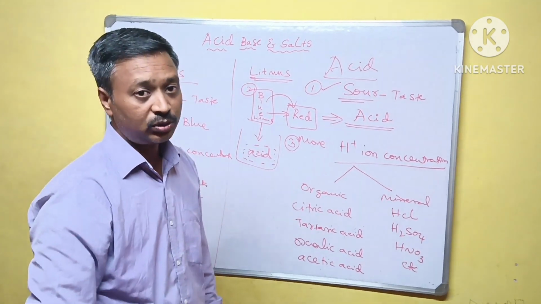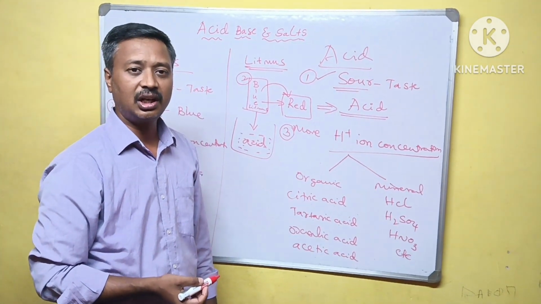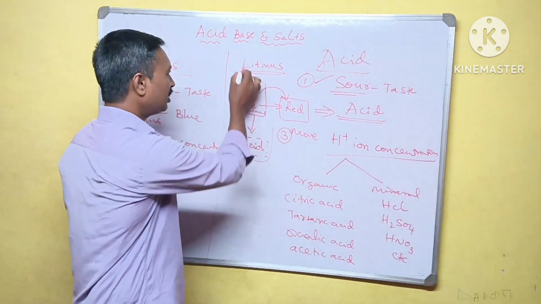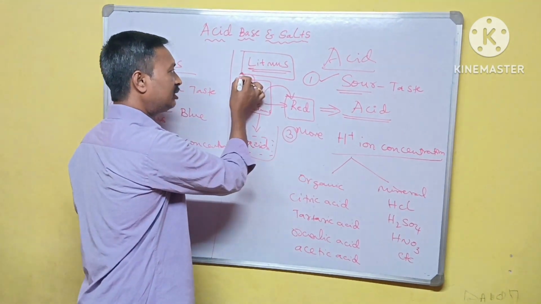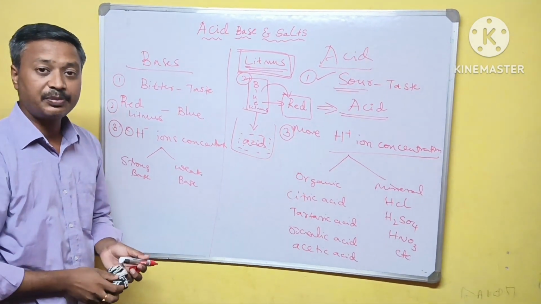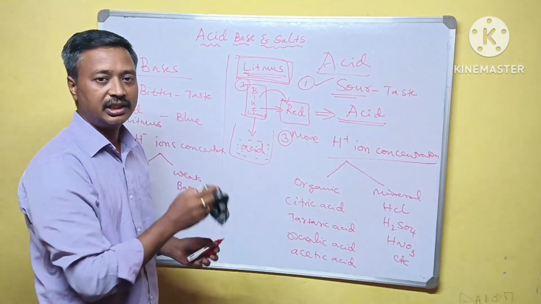Again, one more question they can ask you: how do we come to know whether the given solution or substance is acid or base? That is by using a litmus paper. Which paper do we use? Litmus paper. It is a natural indicator. Any doubt?